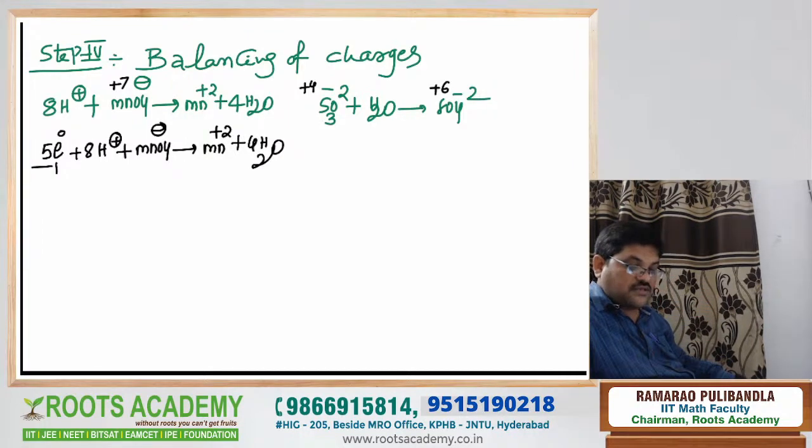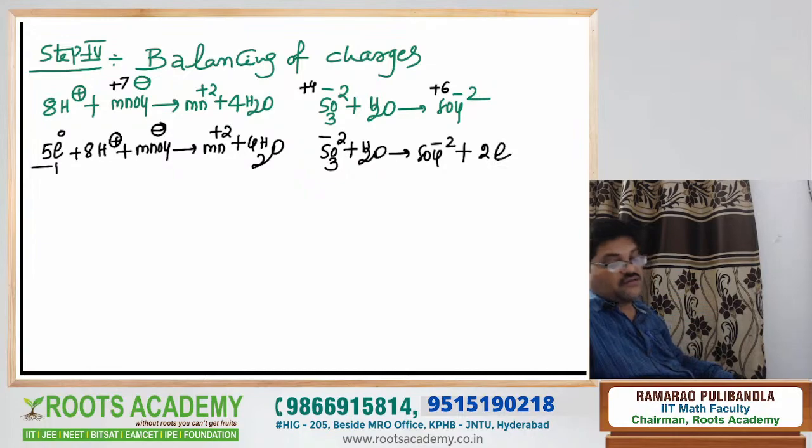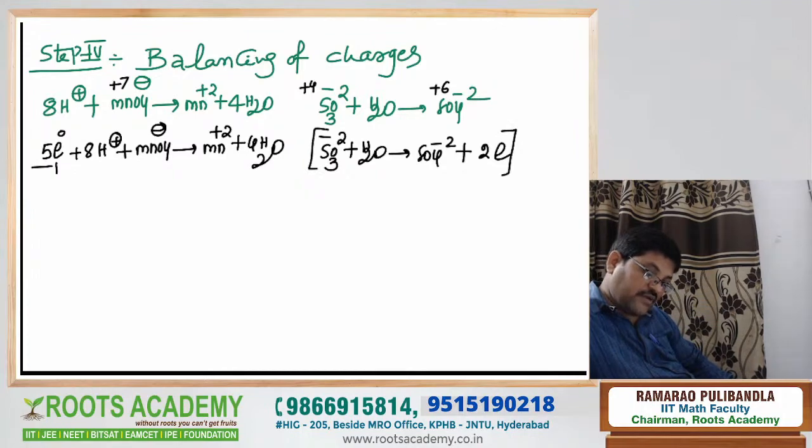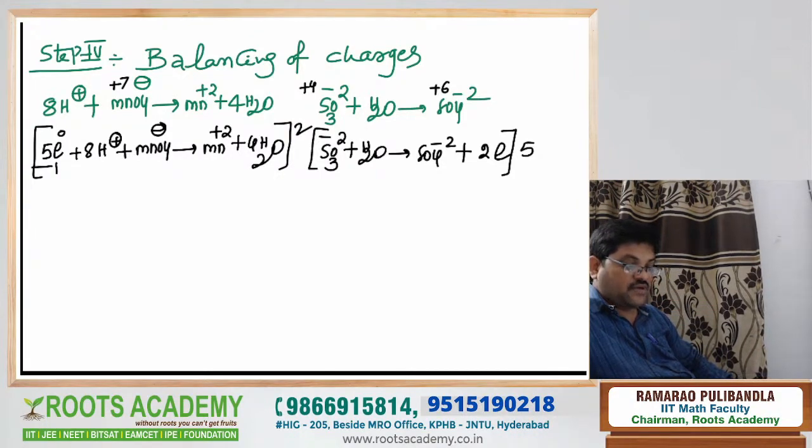Understood? Yes. Sulfur plus 4 becomes sulfur plus 6: oxidation by 2 moles of electrons. SO3 minus 2 plus H2O gives rise to SO4 minus 2 plus 2 electrons, oxidation by 2 moles of electrons, because plus 4 becomes plus 6. Now, this equation is multiplied by 5, and this equation is multiplied by 2, to get net electrons of 10.